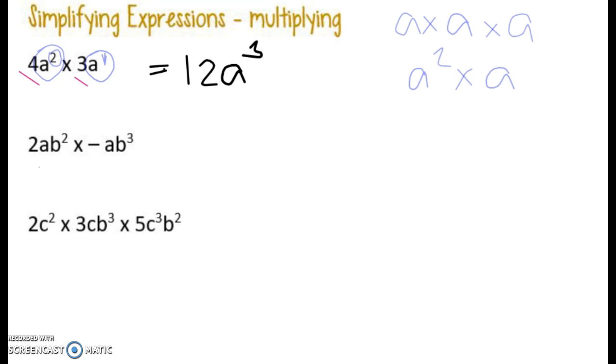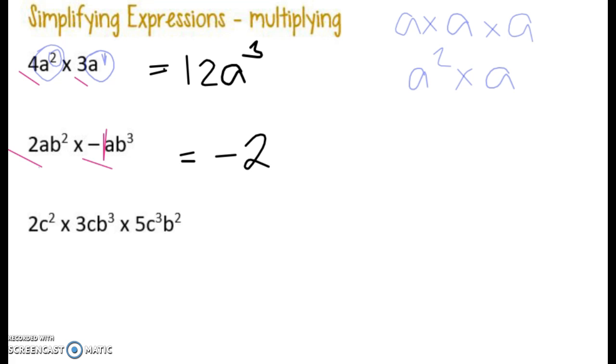Now, here we've got a 2. Here we haven't got a number, but this negative here, let's put a 1 in front of it, because if we multiply anything by 1, it doesn't actually change. So effectively here we've got 2 times negative 1, and positive times a negative is a negative, so we end up with negative 2. So we've dealt with the coefficients in front of it.